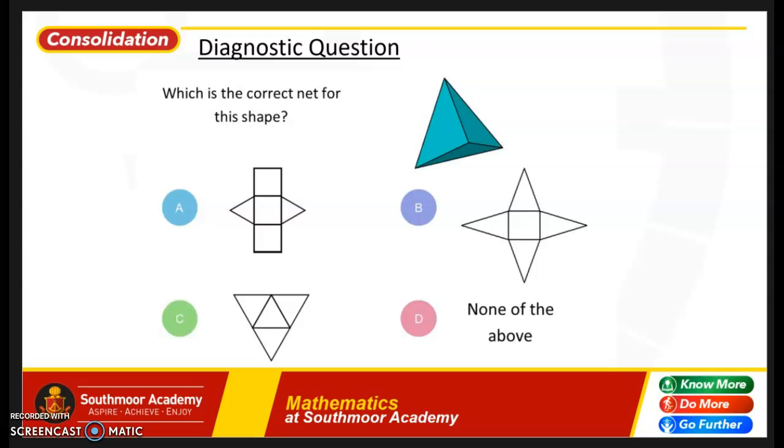Okay, so the answer is going to come up on the screen. Pause if the students aren't ready. So the answer here is C. Here we have a triangular based pyramid.